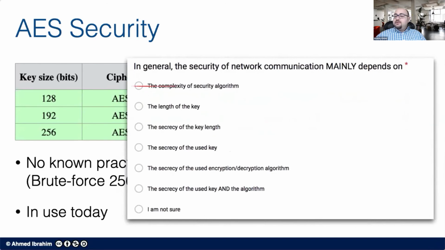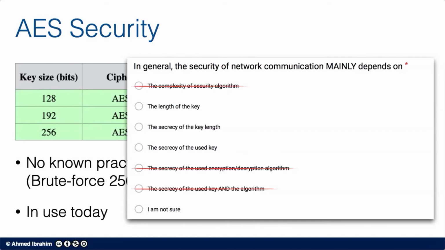So going back to this question, this one is going to appear on exam 2. Going back to that question that was asked in the beginning of semester survey. In general, the security of network communication mainly depends on. We marked these out sometime before, and now we have these 3 remaining. Which one should be the correct answer? The length of the key. Yes. This is the correct answer.